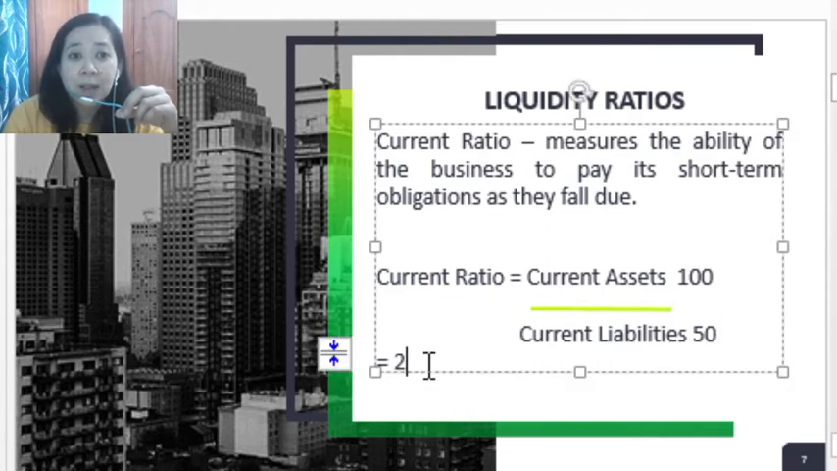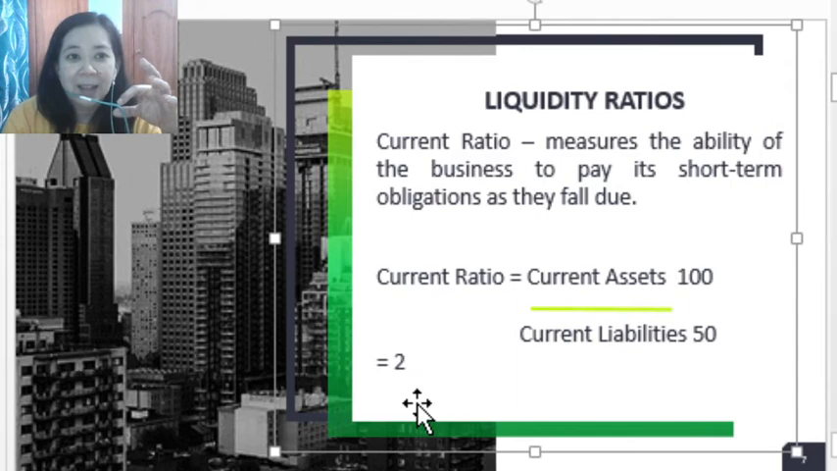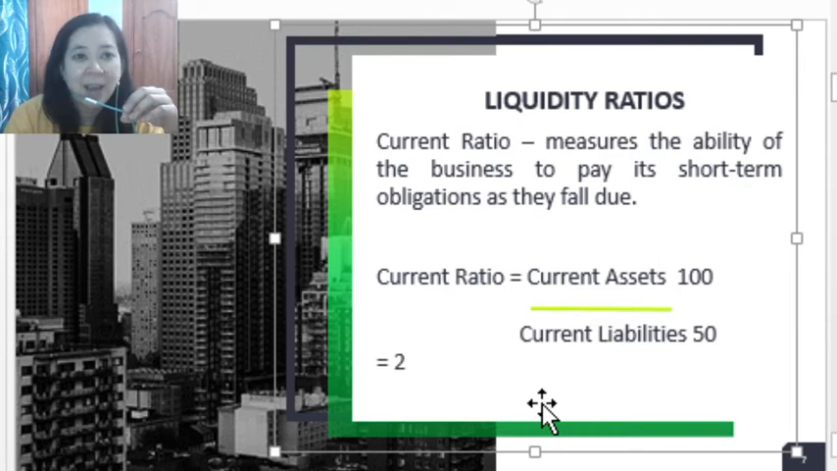So here, the current ratio of 2 means that there is a greater chance that the entity can pay their short-term liabilities. This is a good indication in terms of liquidity. Meaning to say, the company can pay two times more than their liabilities. That is what it means under this ratio. They are able to pay two times more than their current liabilities. So this is a good indication.